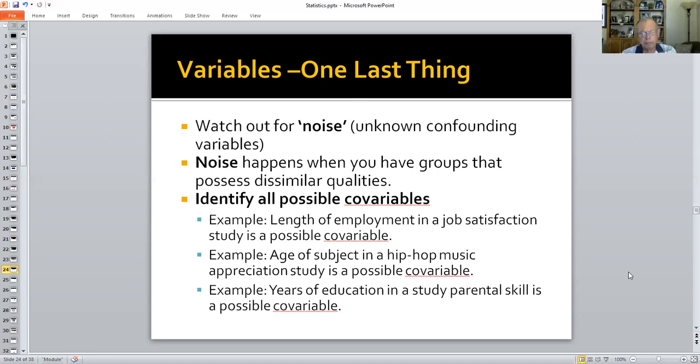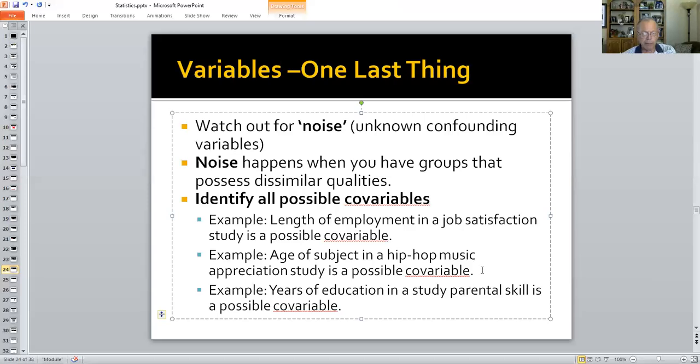The big noises are covariates. And this can be factored in as ANCOVA or MANCOVA, so forth. Okay. Age of subject in a hip-hop music appreciation study. It's going to be a covariate. I don't know many people my age who like hip hop. Maybe there are. I don't know. Okay, moving on. I don't even know what it is, actually.